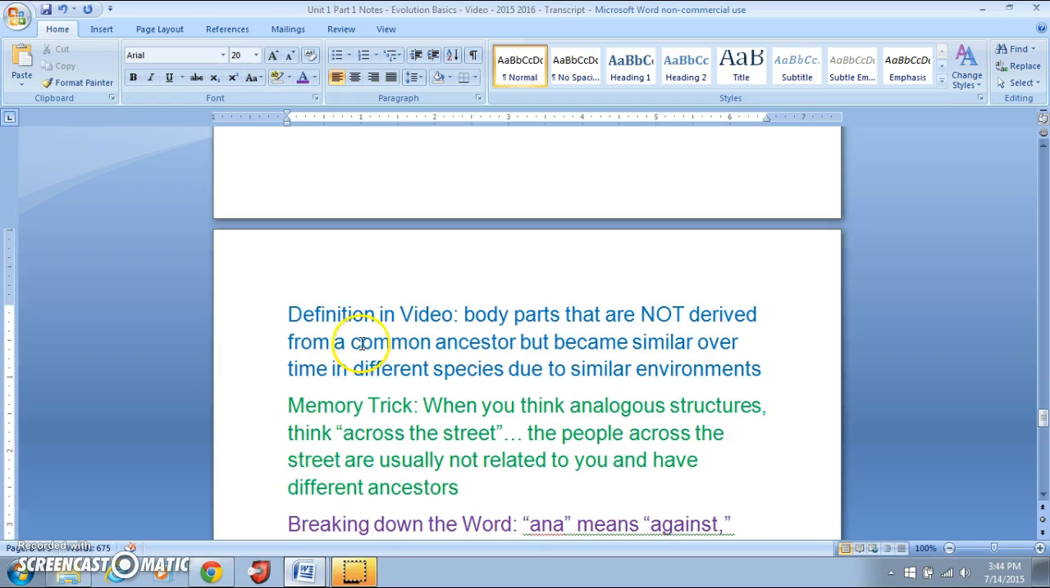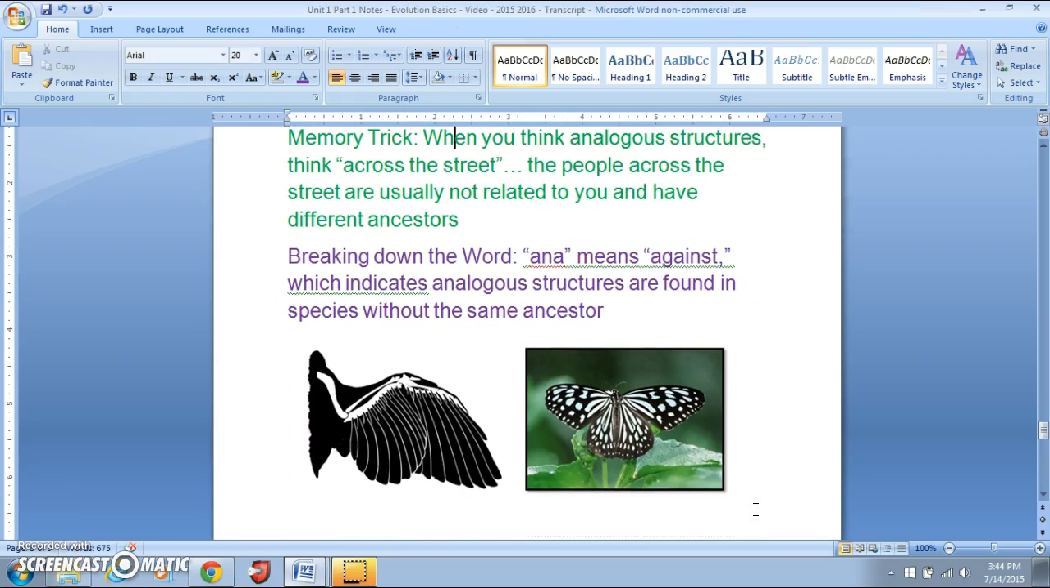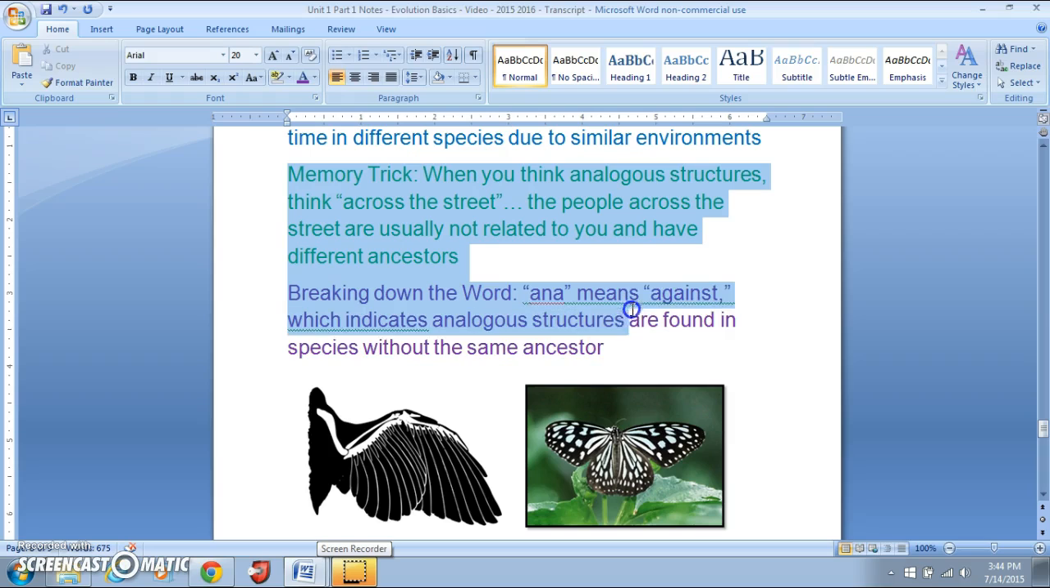Okay. In the video, we're going to define analogous structures as body parts that are not derived from a common ancestor, but become similar over time in different species due to similar environments. For this one, we have both a memory trick and we're going to be breaking down the word to clarify its meaning. So we're going to put both of these two things, the memory trick and breaking down the word, in the final column of your guided video notes.